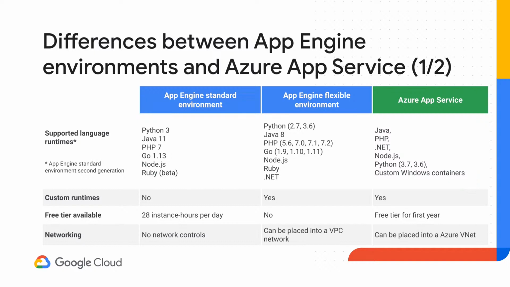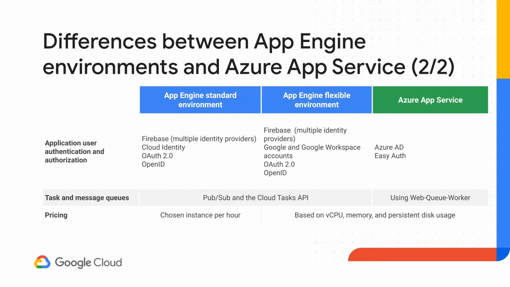App Engine Standard Environment does not support network controls. Only IP endpoints are exposed to the internet. App Engine Flexible Environment and Azure App Service both support using virtual networks, VPC and VNet respectively. For application authentication, Azure App Service supports Azure AD and EasyAuth. For App Engine, Google supports a variety of identity providers using Firebase.